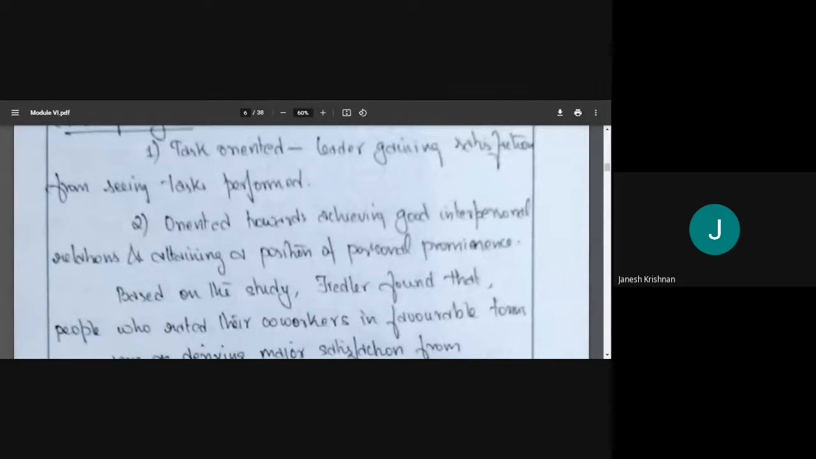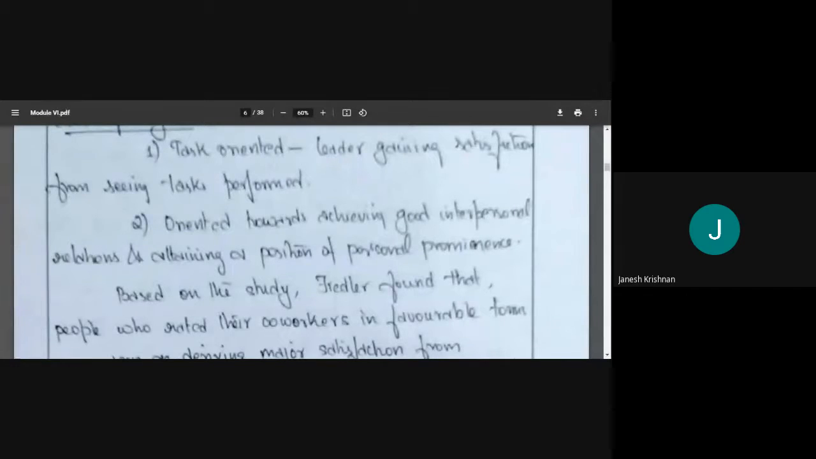The second type of leader is one who is oriented towards achieving good interpersonal relationships. He'll be trying to get a good relationship with all his subordinates and achieve a position of personal prominence. Personally, he'll be popular, so all people will look up to him. If a party is there, everyone will call upon him. He'll be the most popular person. Right? Those are the two types of leadership according to Fiedler.